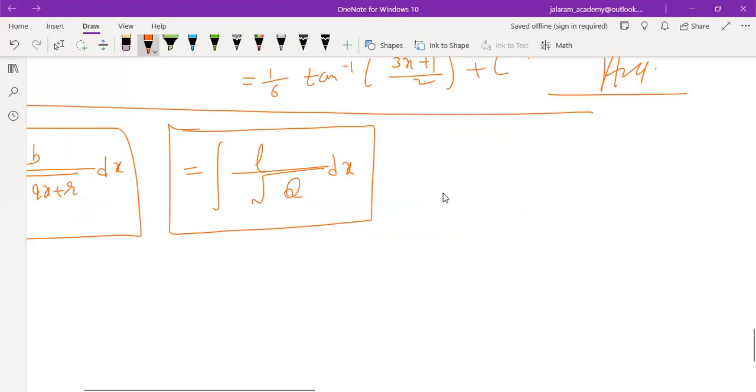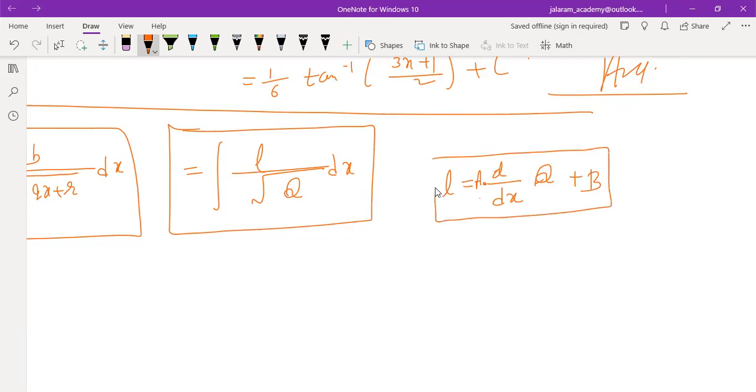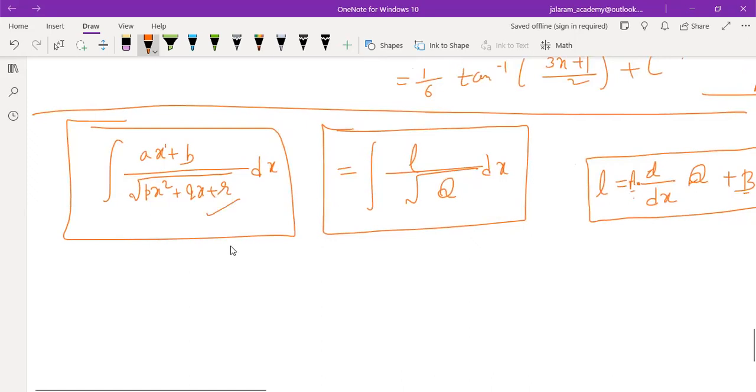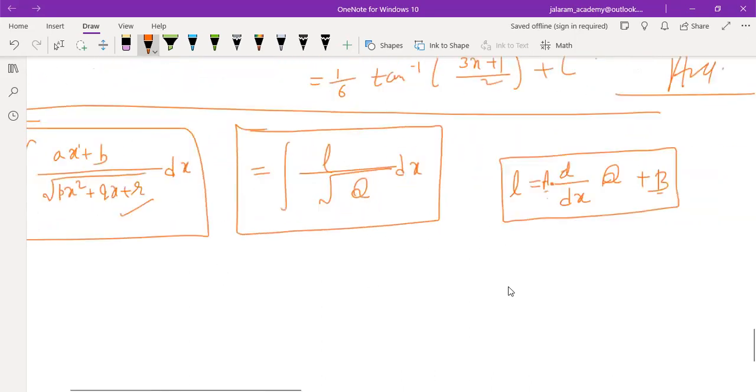So for this, take linear equals to a, the coefficient, into differentiation of q, q meaning the quadratic term inside the square root, plus b. Then we find the values of a and b and use them to simplify this term. And then we can solve it easily.